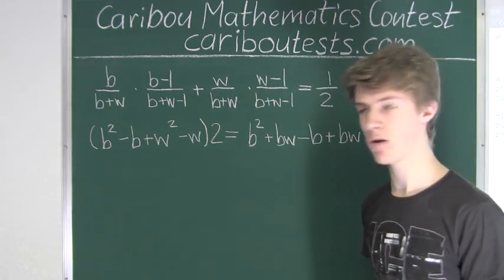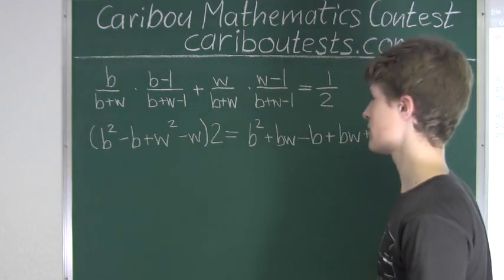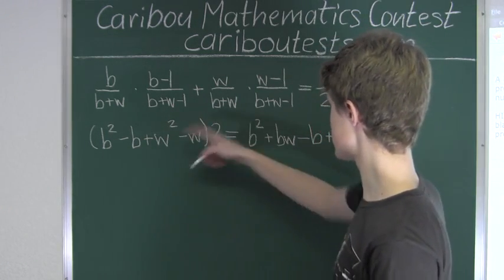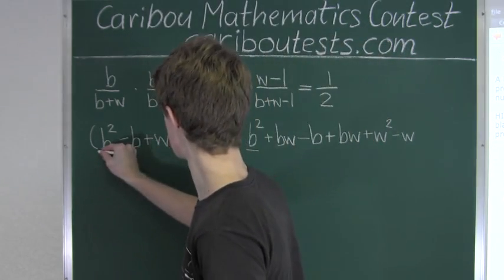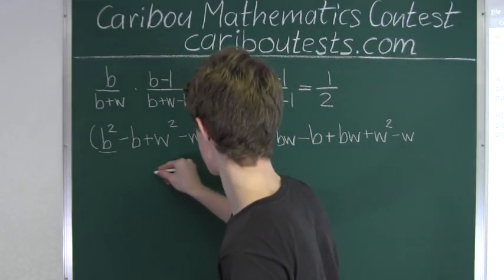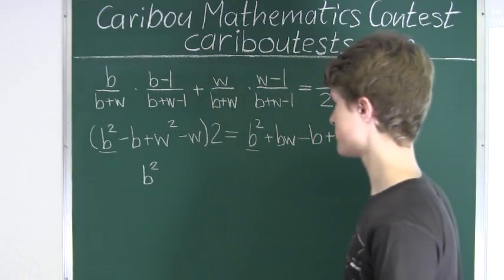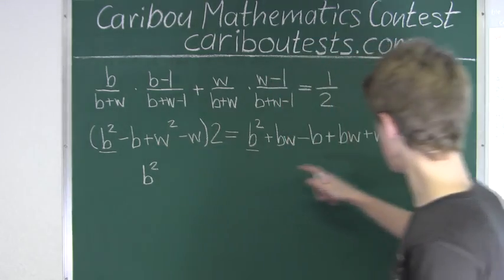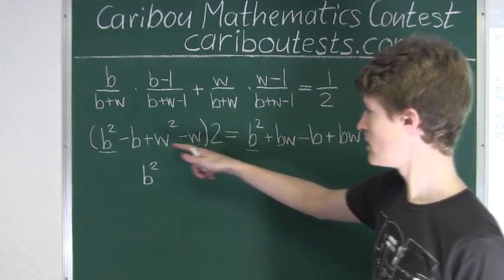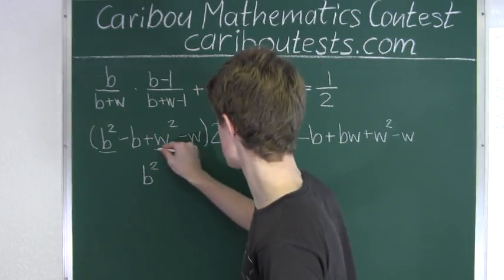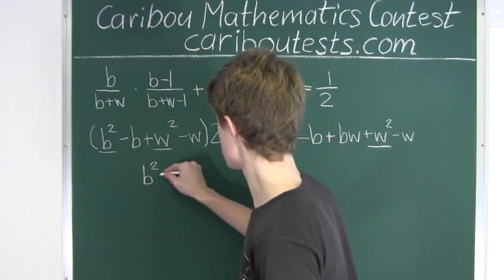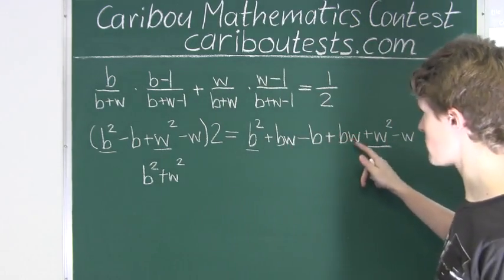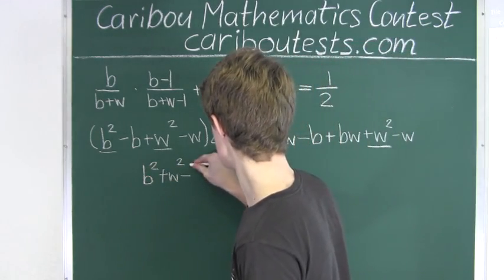Alright, now we want all the quadratic terms on this side. Let's start with B squared. We have 2 times B squared, and bringing this over here, 2B squared minus B squared, so we have just B squared. Now let's go to W squared, because that's a quadratic term. We have 2W squared, and here we just have W squared. Bringing this over is minus W squared. 2W squared minus W squared is plus W squared. And finally, using the BW, we have BW plus BW is 2BW. Bringing it over here is minus 2BW.